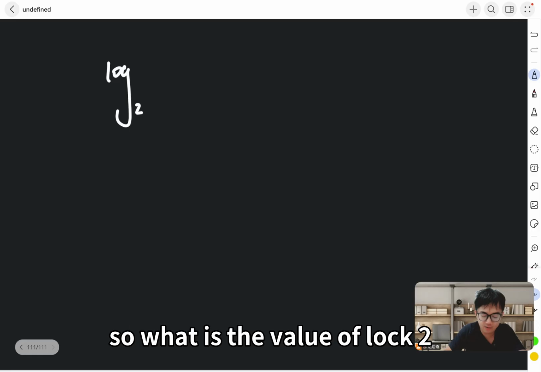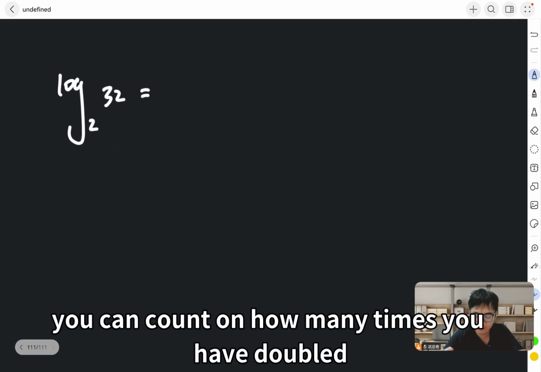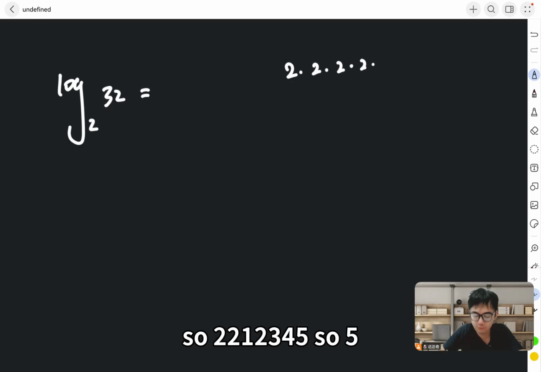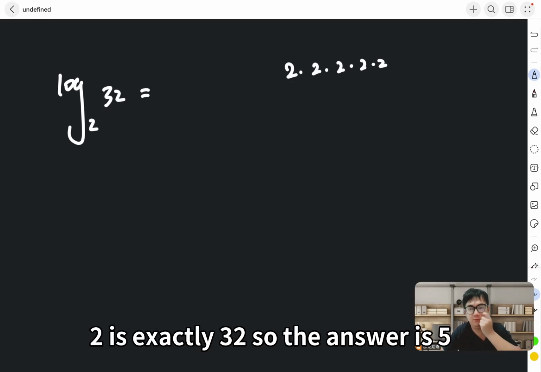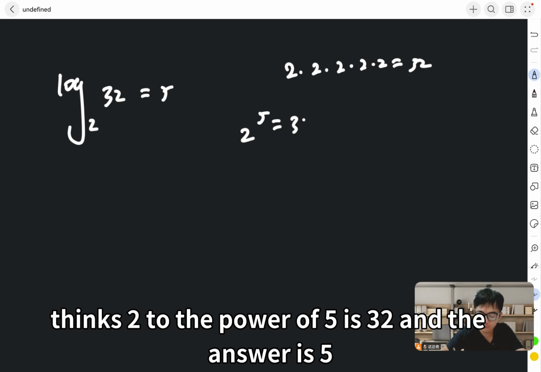What is the value of log 2 32? You can count how many times you have doubled: 2, 4, 8, 16, 32. So 5 twos multiply to exactly 32. Since 2 to the power of 5 is 32, the answer is 5.